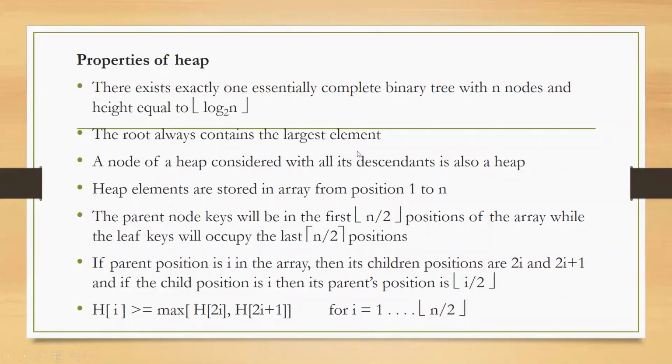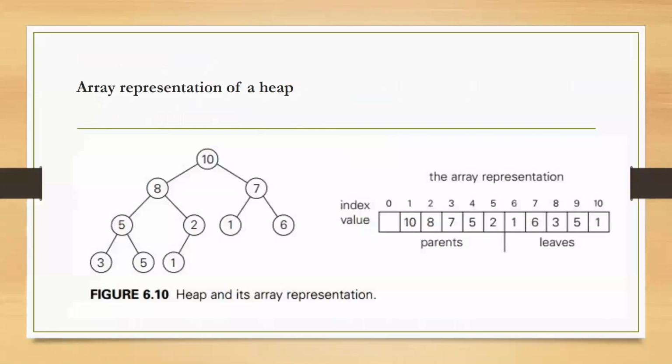Any node you consider in a heap with all its descendants is also considered a heap. For example, if I consider 10 and all the descendants starting from 10, it is a heap. The whole tree is a heap. If I consider the subtree starting from 8 and all its descendants, this complete subtree is also a heap. It follows the properties of a heap.